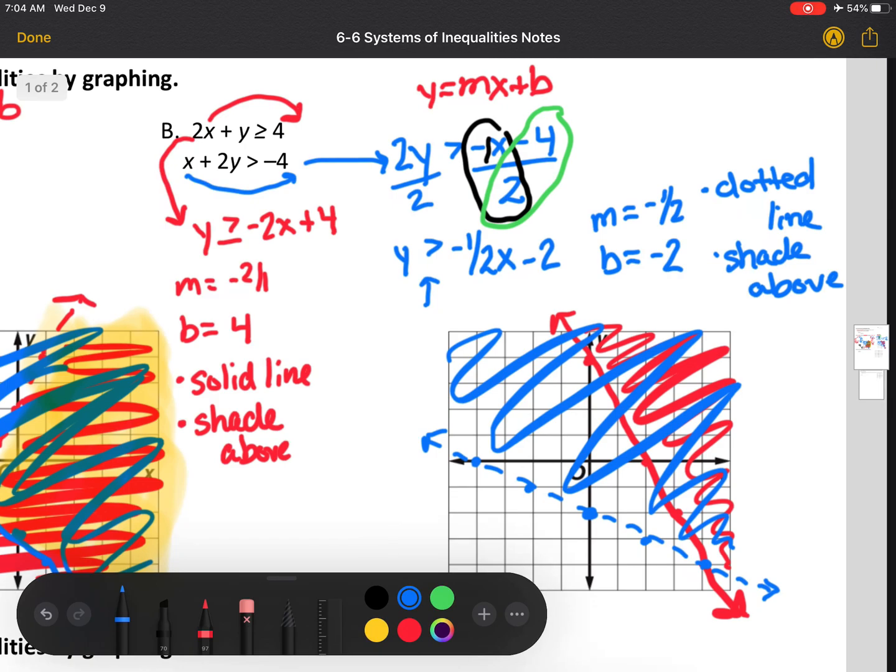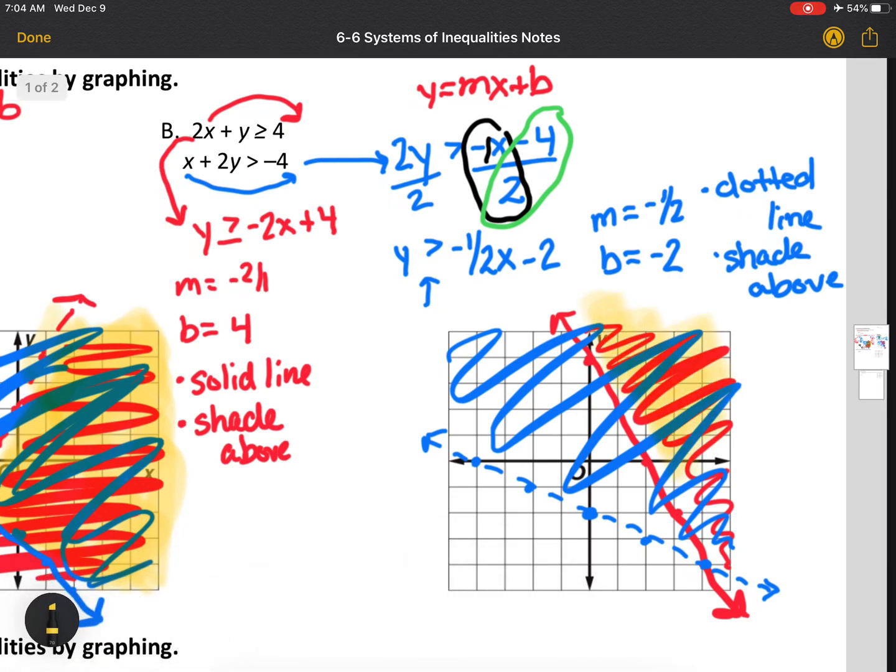And now we're going to look for where they cross in color. So where are they crossing color? Well, they're crossing in color in this little kind of corner over here. Okay, so I'm only going to shade this part.